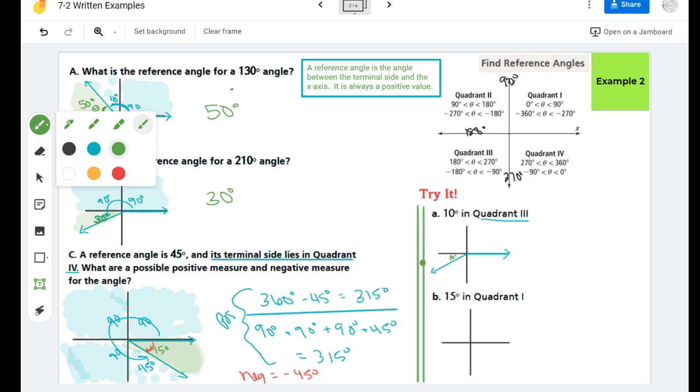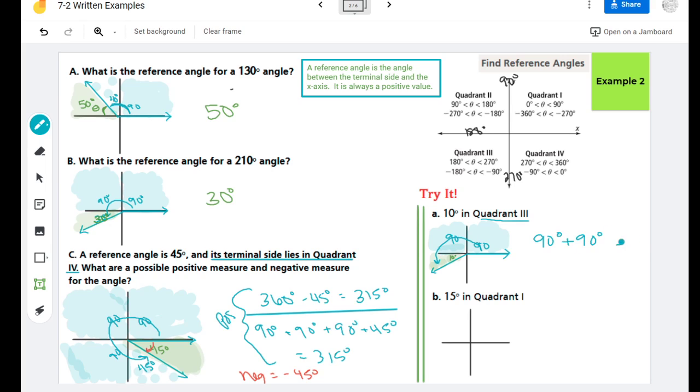I'm going to go ahead and color that green. And so if we're looking for that angle measurement, we're looking for all of this. Right? So if I start shading blue, here's 90 degrees, 180 degrees, and then if I add that 10 degrees on there, we'll get to our terminal side. So my angle measurement is 90 degrees plus 90 degrees plus 10 degrees. That gives me 190 degrees total for my angle measurement.